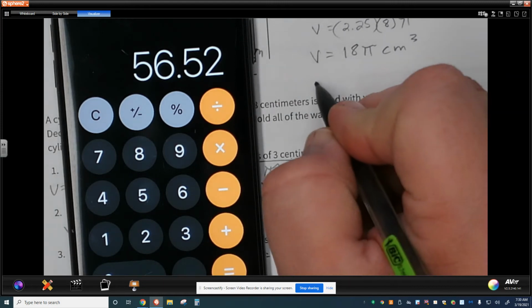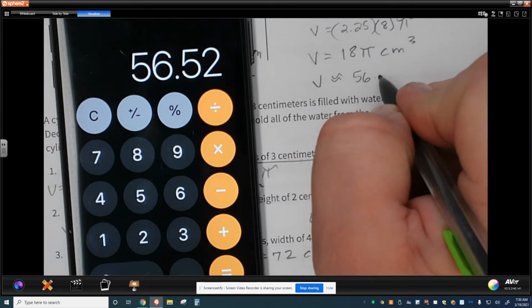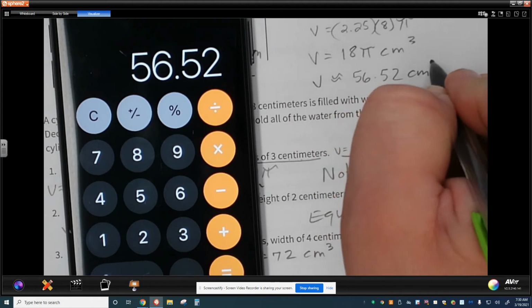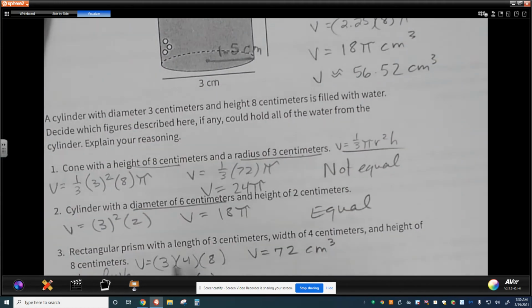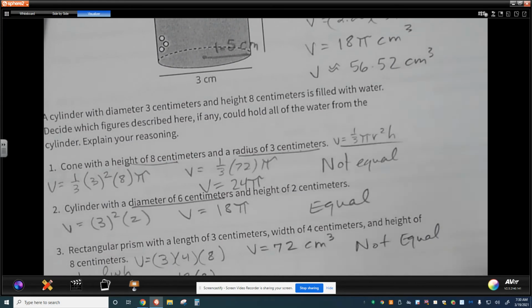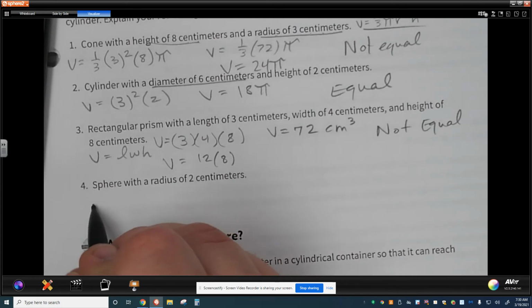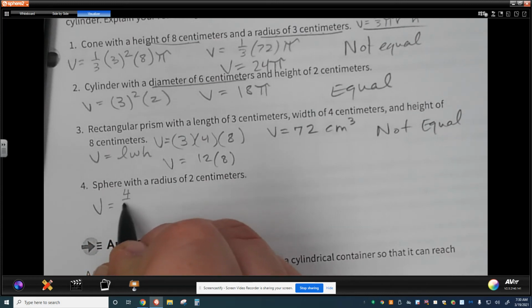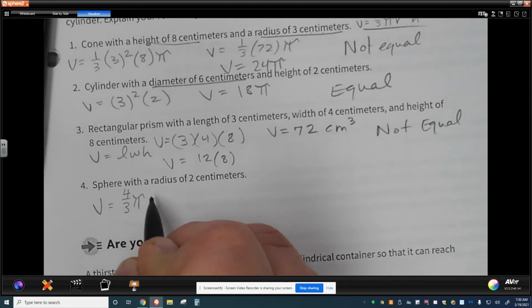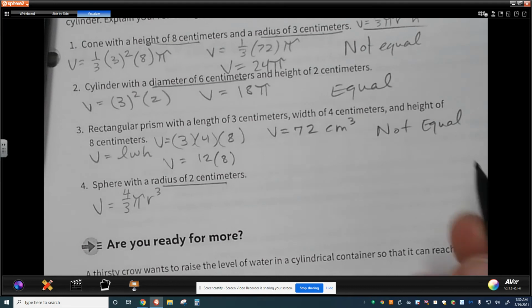Yeah, see, our volume up here is approximated at 56.5 or 56.52 centimeters to the third power. So the rectangular prism is not equal. Again, substitution into the formula does not yield the same result. Let's talk about a sphere. A sphere's volume is equal to 4/3 times pi times the radius to the third power. This sphere has a radius of 2 centimeters.